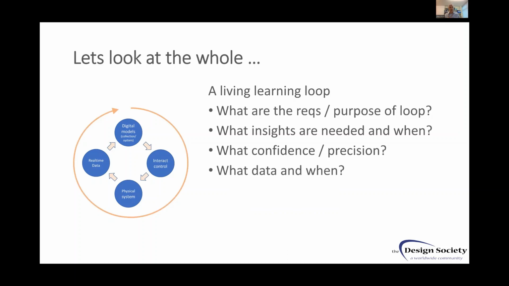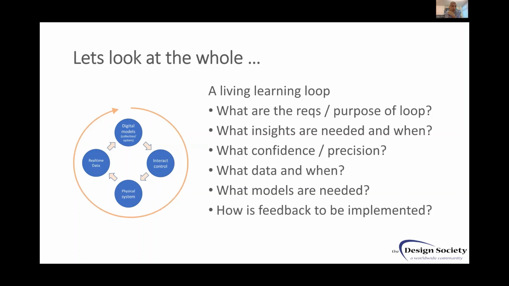What data do I need, and when do I need the data? What models are needed, and what level of confidence do I need in those models? How is feedback to be implemented? How do I interact or control the system? And then one that we've not talked about much is how to evaluate cost benefit. How do I appraise the value of this digital twin system and the potential benefit?